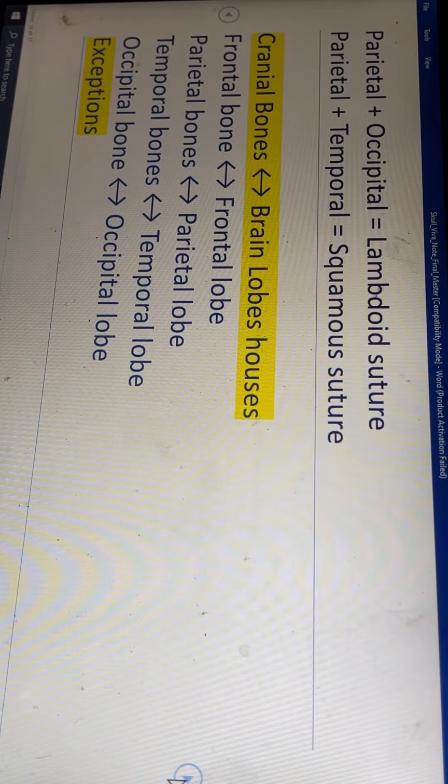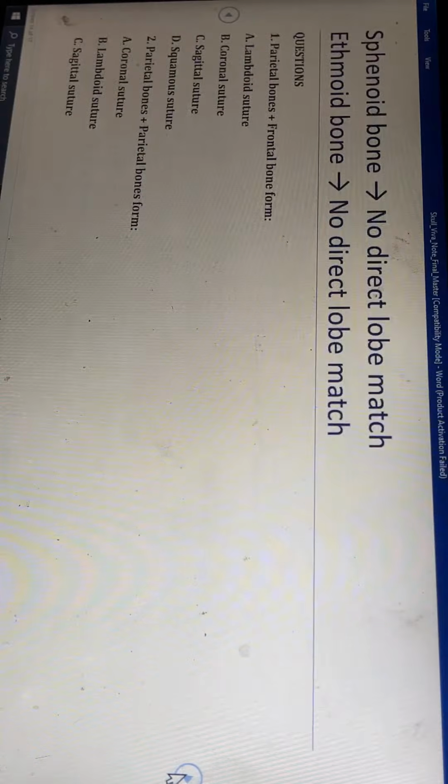I believe there are no questions again. So this, the bones house it. There are only two bones that are not named in the lobes, the sphenoid and the ethmoid. Other bones, the same names are in the lobes.